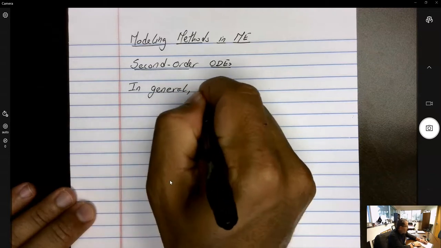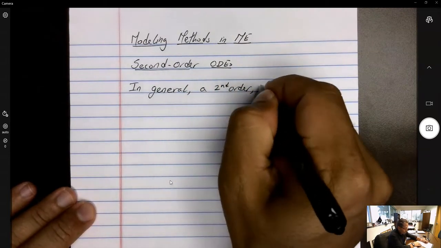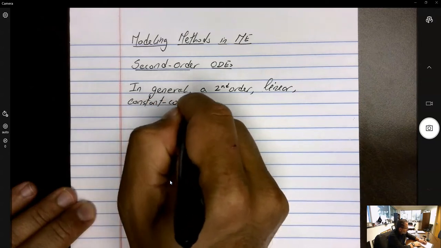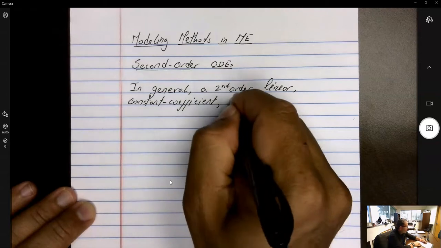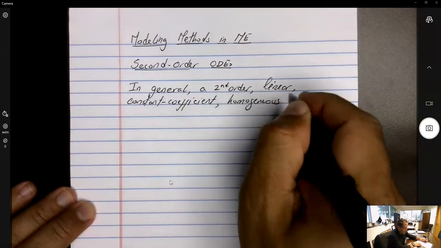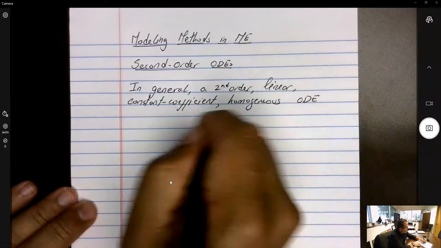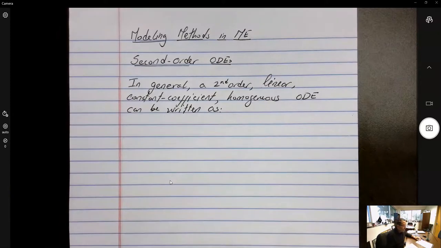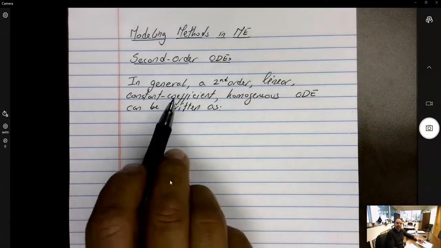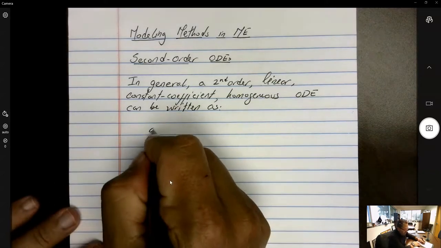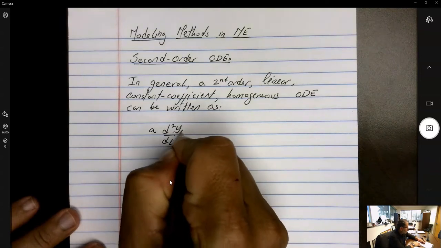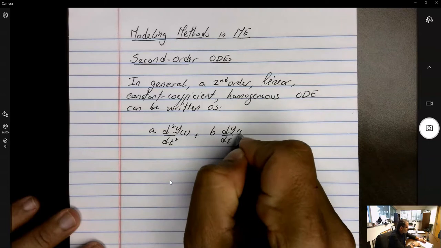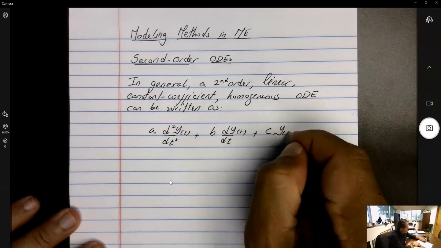So in general, a second order linear constant coefficient homogeneous ODE can be written as, and as you can see, we're confining our illustration today to just linear constant coefficient homogeneous second order ODEs, which again can be written as a times d second y dt squared plus b dy dt plus c y of t is equal to 0.